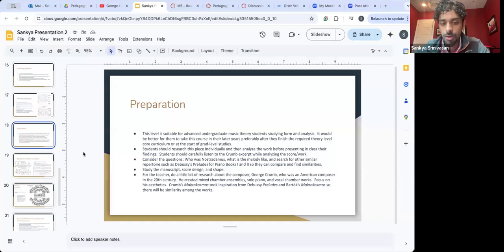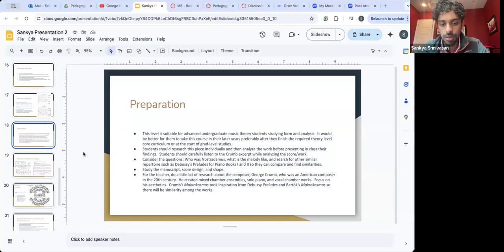They should carefully listen to the Crumb excerpt while analyzing the score in front of them. Consider the questions: who was Nostradamus? What is the melody like? And search for other similar repertoire, such as Debussy's Preludes for Piano Books 1 and 2, so they can compare and find similarities of the style. And then they should study the manuscript score design and shape.